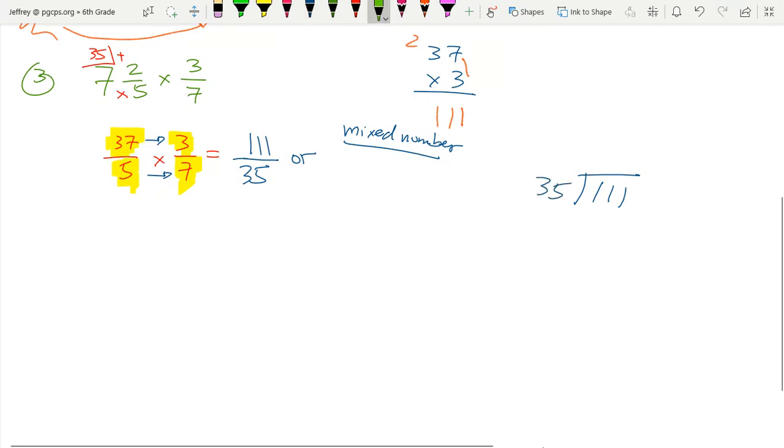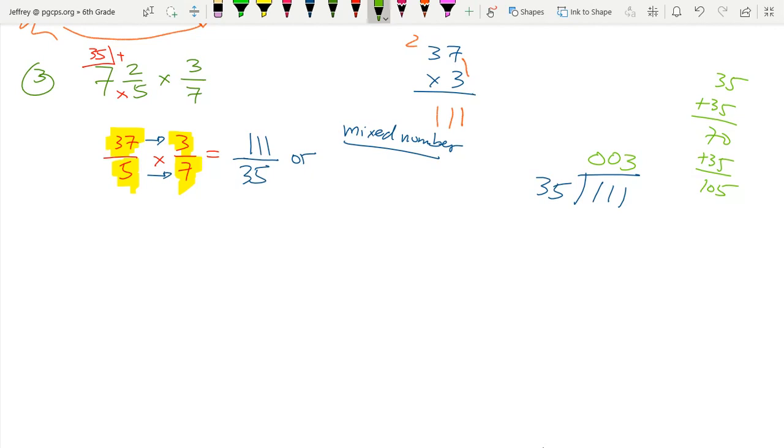Now, how many times can 35 go into 1? 0 times. Next digit, how many times can 35 go into 11, now the two digits? It's going to be 0 times. How many times can 35 go into 111? So let's see. We know that 35 plus 35 gives you 70. If you add another 35, that should give you 105. So that means 35 can go into 111 3 times. 3 times 35, that should give you 105.